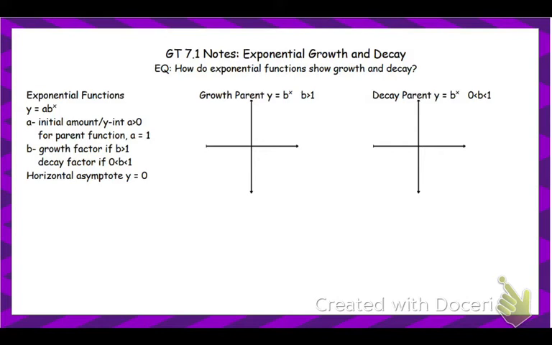So exponential functions, this is the part you may have seen in Algebra 1. For today, we're going to look at exponential functions in this form, where it's a times b to the x. Whenever we have exponential growth or decay in this form, and this is a little bit of what you saw in the intro activity, a is going to be our initial amount, which is going to work out to be our y-intercept. That a value does need to be greater than 0 for the cases we're looking at today.